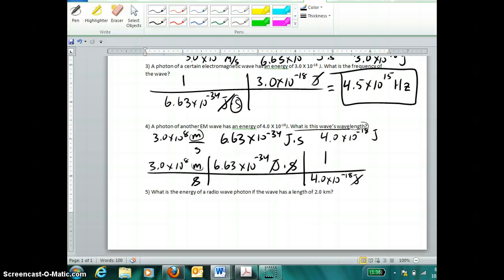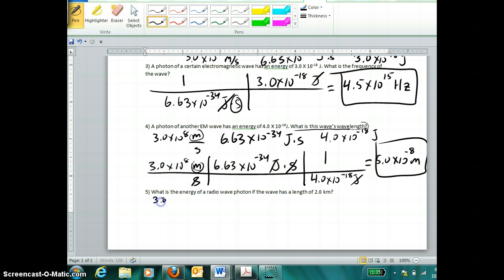So I grab the calculator and I multiply 3.0 times 10 to the 8th meters per second by 6.63 times 10 to the negative 34th, and I divide by 4.0 times 10 to the negative 18th. And I get the two-digit answer of 5.0 times 10 to the negative 8th, and my units, of course, are meters. Completed yet again.